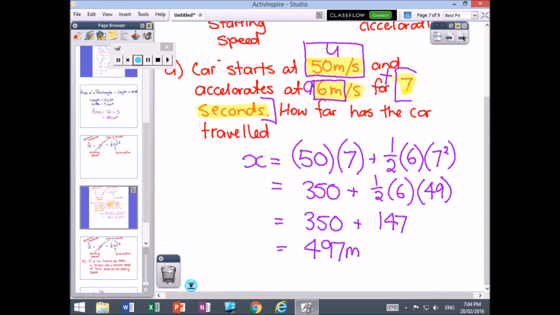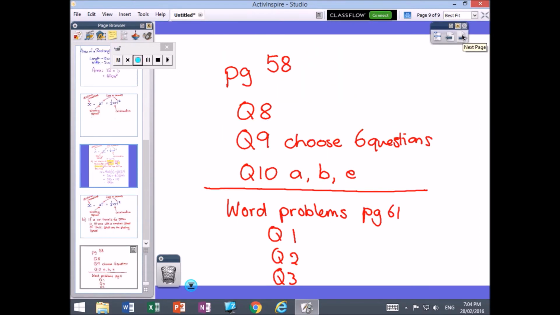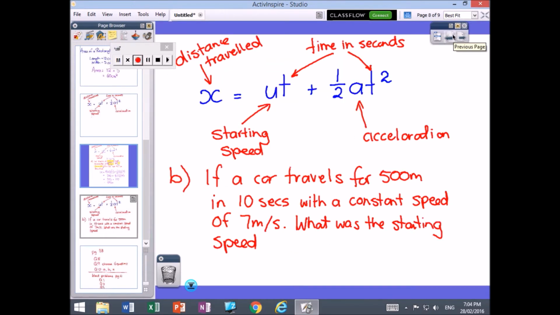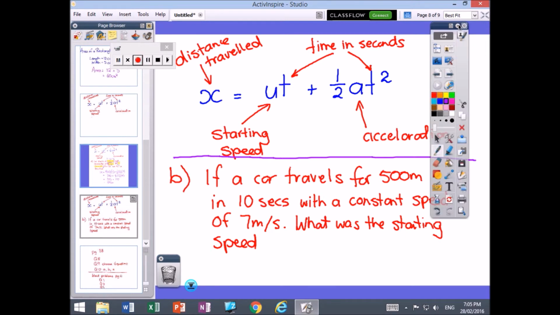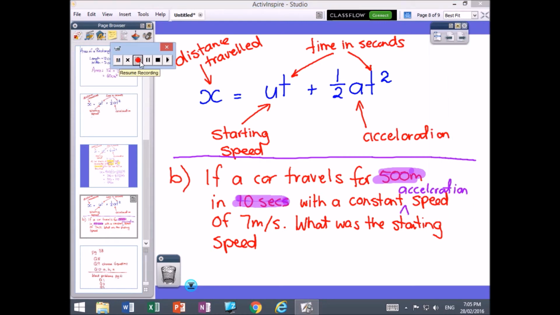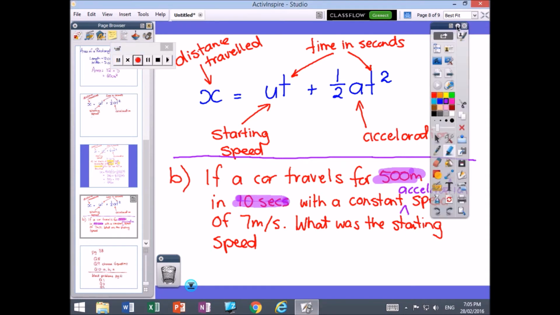Now I'm going to use the same formula for the next one. Whoops, I've gone too far. Now, the slide almost looks the same, but it's actually question B here. So it's the same formula, the top half is exactly the same. But the question in this case is slightly different. If a car travels for 500 metres in 10 seconds with a constant acceleration speed of 7 metres a second, what is the starting speed?